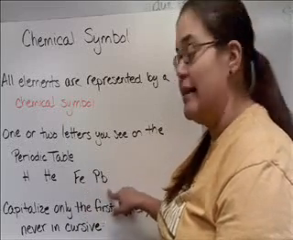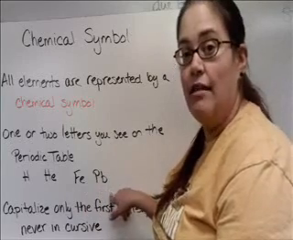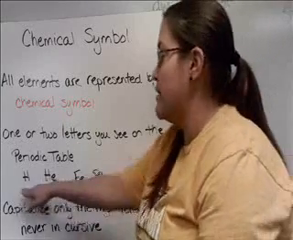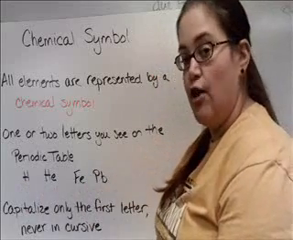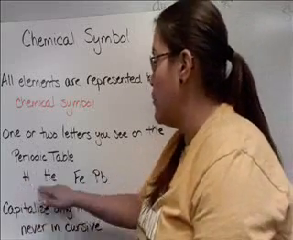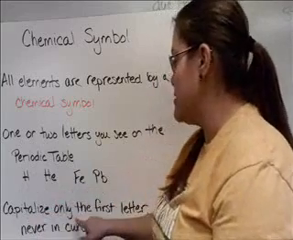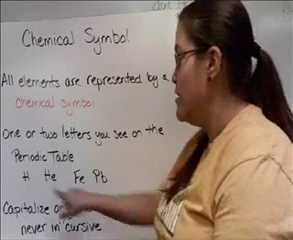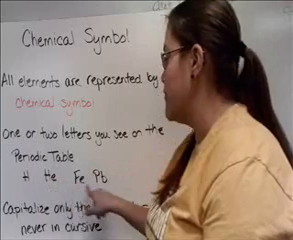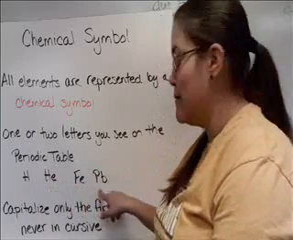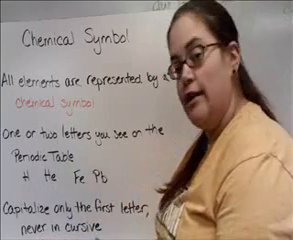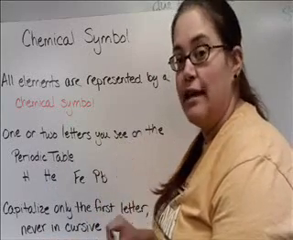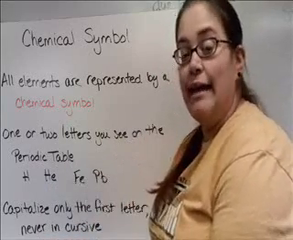Similarly, lead is Pb, because it's based on a Latin word. So some of the symbols make a lot of sense, some of them don't, and you just kind of have to know the difference. When you're writing a chemical symbol, you always capitalize only the first letter. So you look at all of these, only the first letter is capitalized. The second letter is always lowercase. And you never write it in cursive. It will always be printed so people can read it and understand it better.